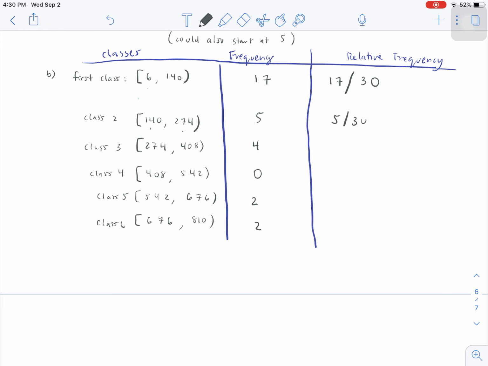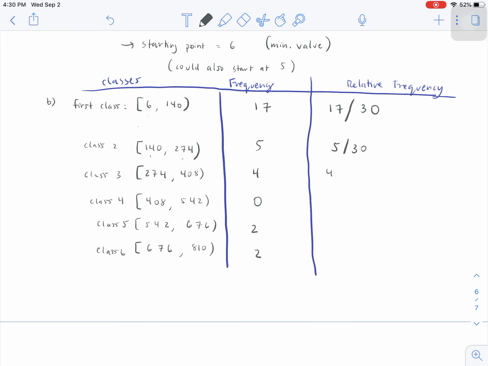This relative frequency is 5 over 30. This is 4 over 30. 0, 2 out of 30, 2 out of 30. I'm going to convert these to decimals. So this should be roughly 0.57, 0.17, 0.13, 0.067, 0.067.